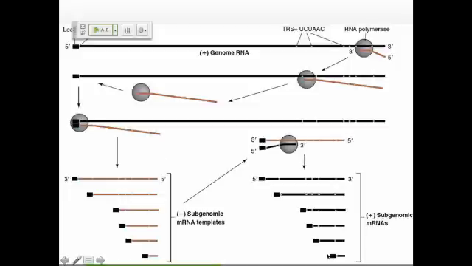The way this works is through recombination, which is probably the other way that coronaviruses can get away with having these ridiculously large genomes, than switching back and forth between templates. So how does that happen?